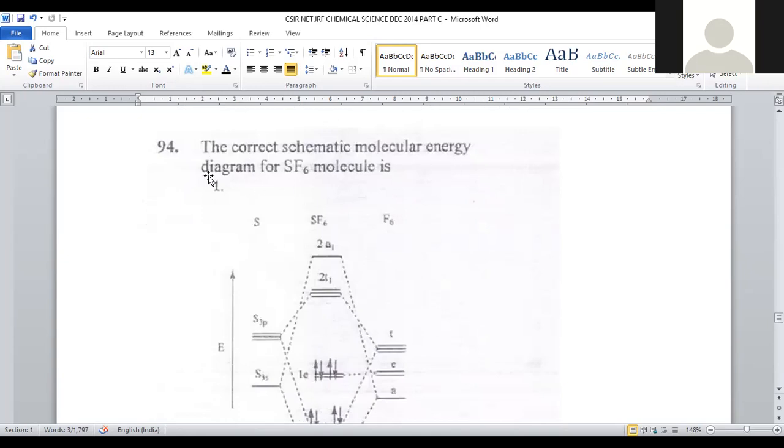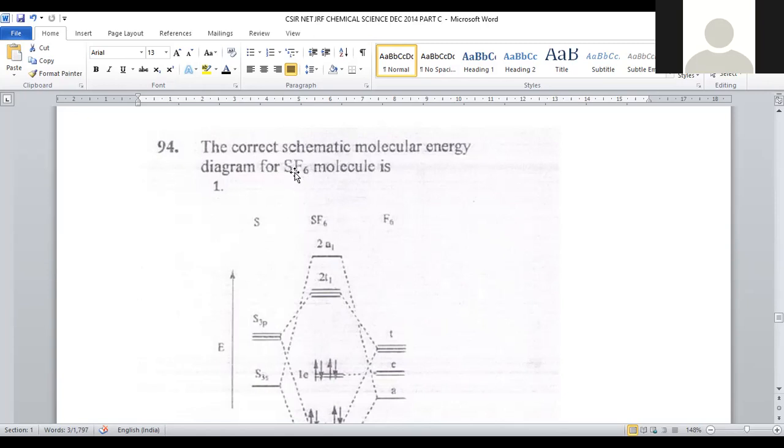The question asks for the correct schematic molecular energy diagram of the sulfur hexafluoride molecule. When you see sulfur hexafluoride, sulfur exists in sp3d2 hybridization and it becomes an octahedral complex. Then a molecular energy diagram is asked for. In order to construct the molecular energy diagram, first of all, we have to count how many electrons are there. Sulfur, being a member of the oxygen family, has ns2 np4 as the outer electronic configuration, so a total of 6 electrons will be there, contributed by sulfur.